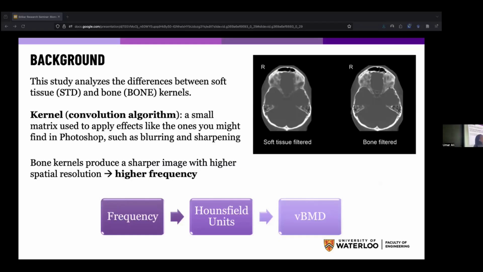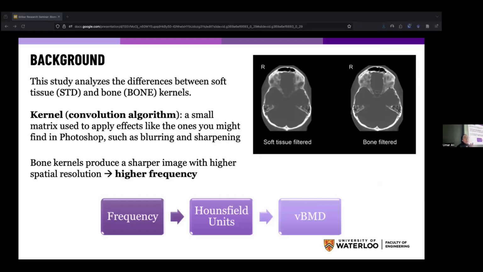You might be thinking, why do we even think about soft tissue kernels if we're talking about bone? It brings me back to my last point, which is that trabecular bone is much less dense compared to cortical bone. Some researchers want to consider the impacts of trabecular bone, so they use soft tissue kernels to consider that.